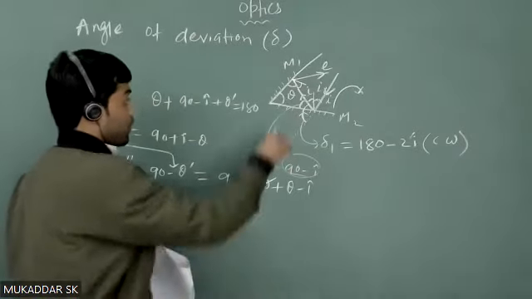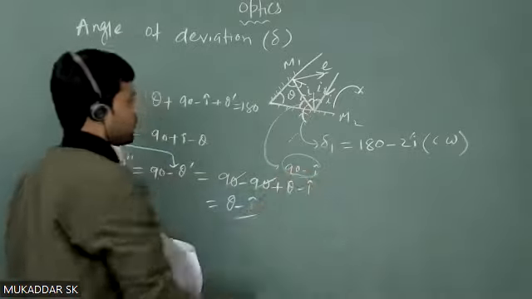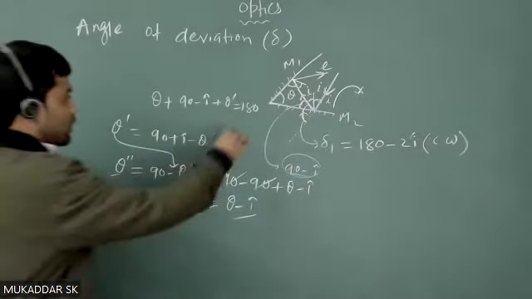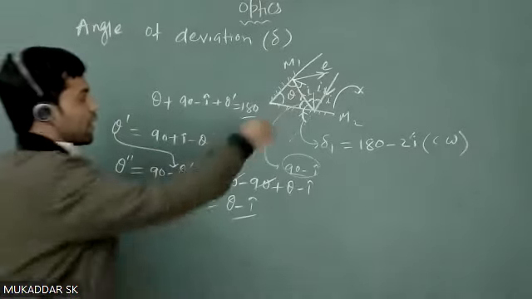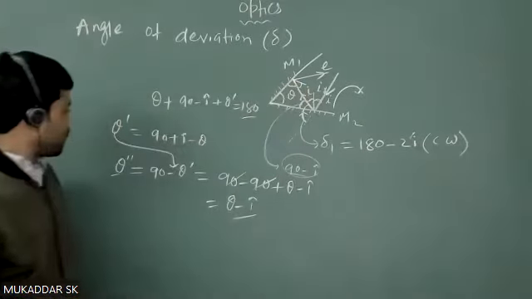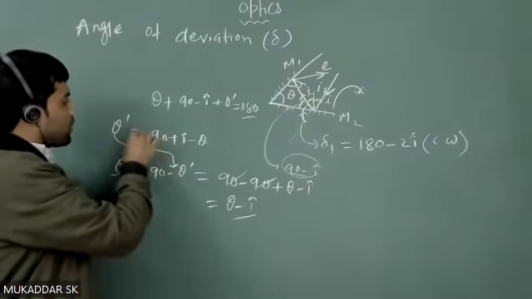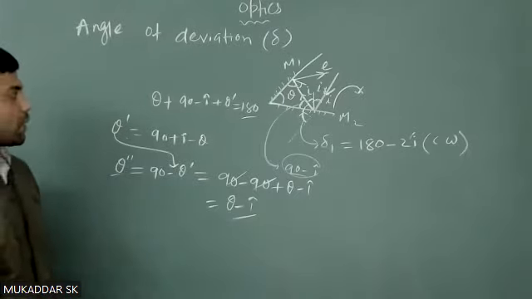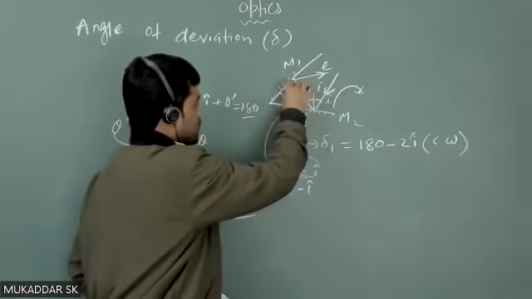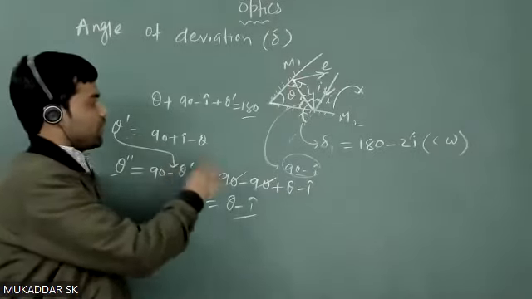Sorry, theta prime. So theta prime plus theta plus 90 minus I, this summation will be how much? That will be 180 because it is a triangle, right? From here I can calculate theta prime. By simple mathematics, you will get theta prime will be 90 plus I minus theta. Now this angle I got: 90 plus I minus theta.